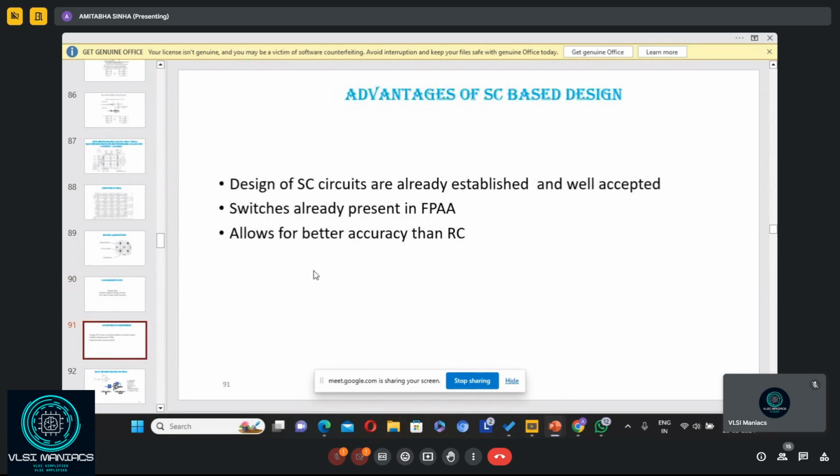So the basic advantages are that it is simple to design, they are flexible, and they are much more accurate than using RC circuits. Here the resistance R is totally replaced by switched capacitor circuits.